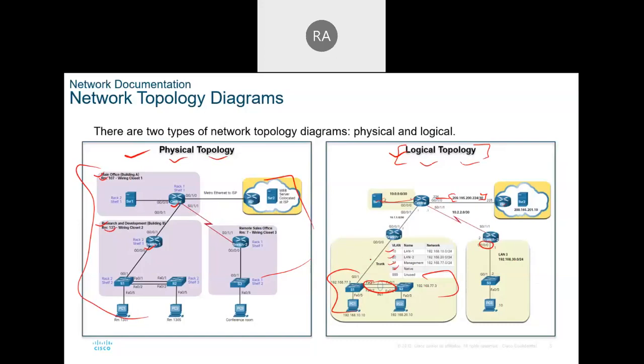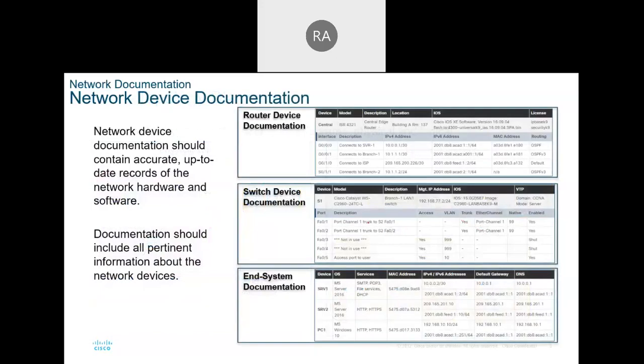But if I don't have access to this, or this is not available in the first place, you are going to be in a serious mess asking questions about where are your routers, where are your switches, what are the configuration done between these devices, and so on and so forth. So that is very important. We need to go beyond what we got here by doing further documentation about these devices, each and every one of them. Network device documentation should contain accurate, up-to-date record of the network hardware and software.